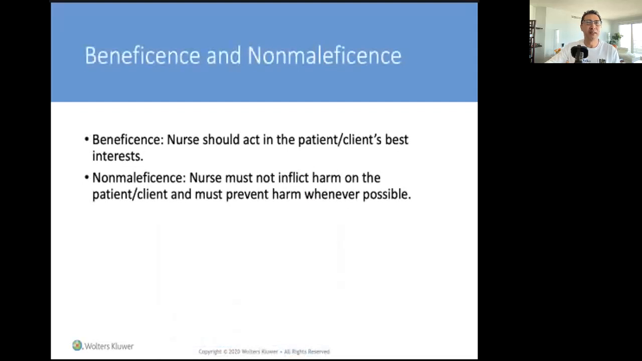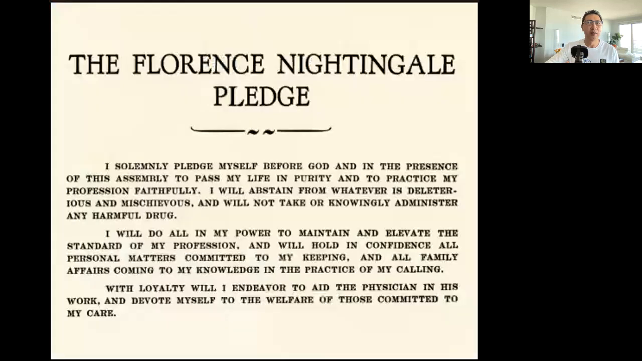Beneficence and non-maleficence. Nurses should act in the patient's or client's best interest. We must not inflict harm on the patient. We have this thing, the Florence Nightingale Pledge. You can read it. When do you guys graduate? December, I think, next year. When you're in your pinning, you will be reciting this. This is a 123-year-old pledge, and it's up to date now.